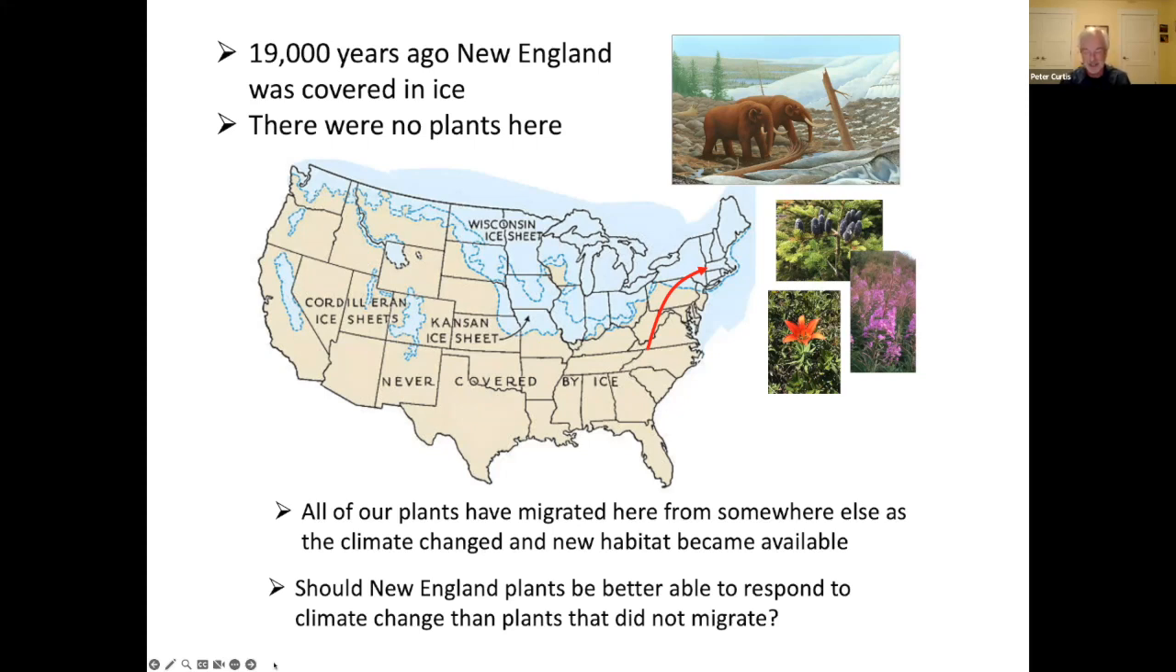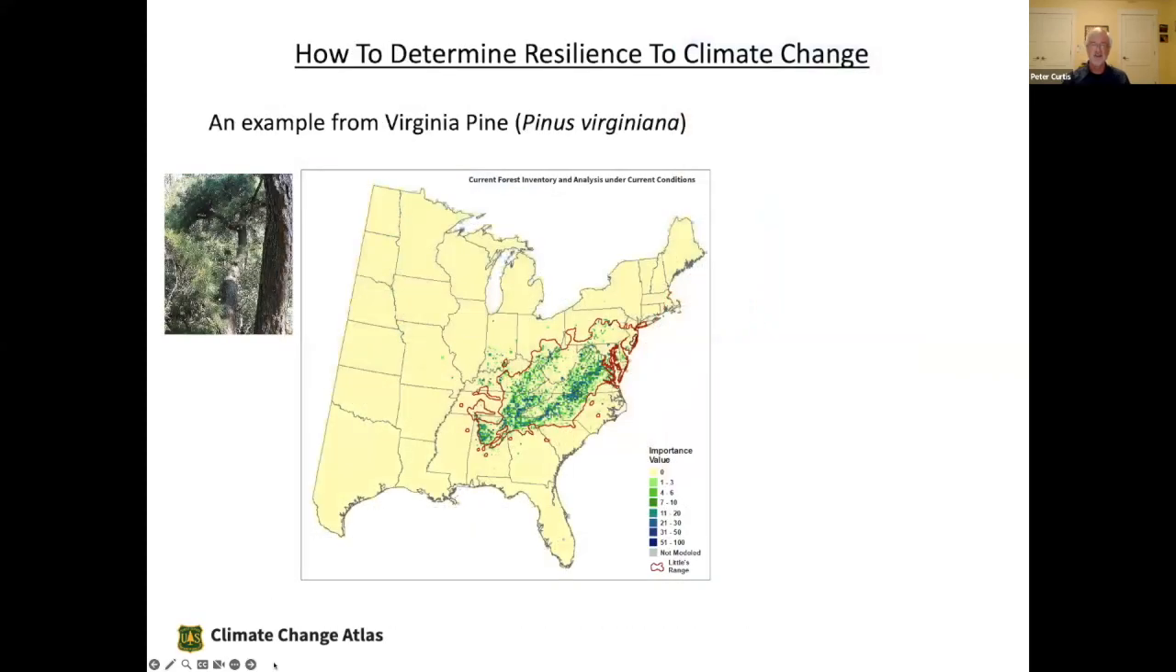So a little bit of deep ecology. Our plants all came here from someplace else in the last number of thousands of years. So how do we think about resilience to climate change? And I'm going to spend a little bit of time in this example because it's a plant that we know a lot about, and it shows a number of characteristics that I think are important to realize.